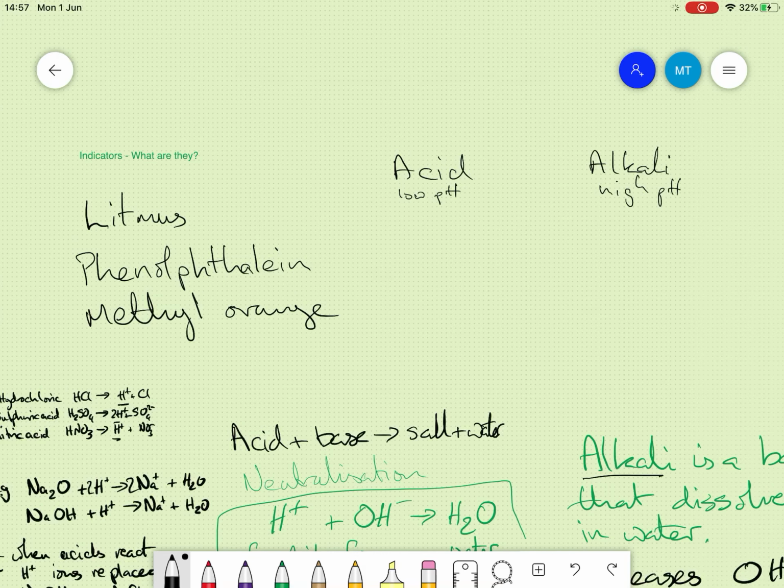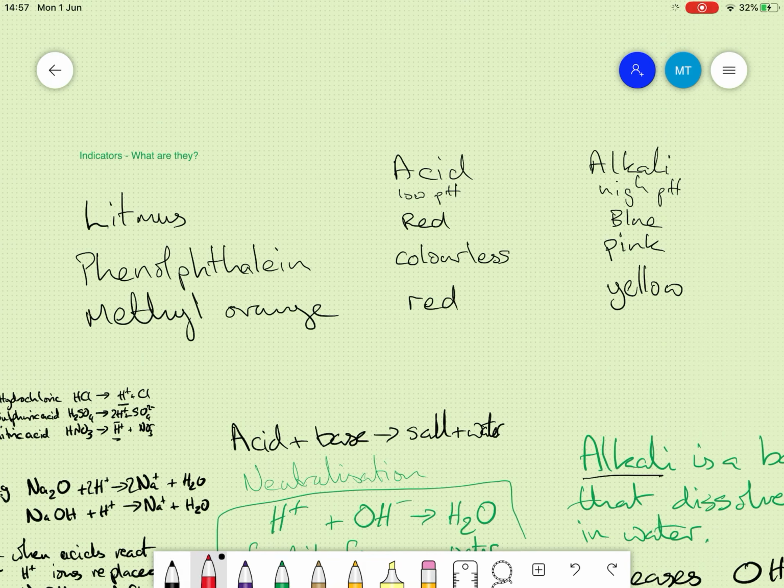Litmus in acid is very, very straightforward. It's red. Okay. In alkali, it's blue. Phenolphthalein is an odd one. In acid, it's colourless. Not just clear, but colourless. In alkali, it's an odd one because it's a pink colour. It's the only one that's pink that you'll come across that's in an alkali. And lastly, methyl orange. In acid, it's a red colour, but in alkali, it's yellow.